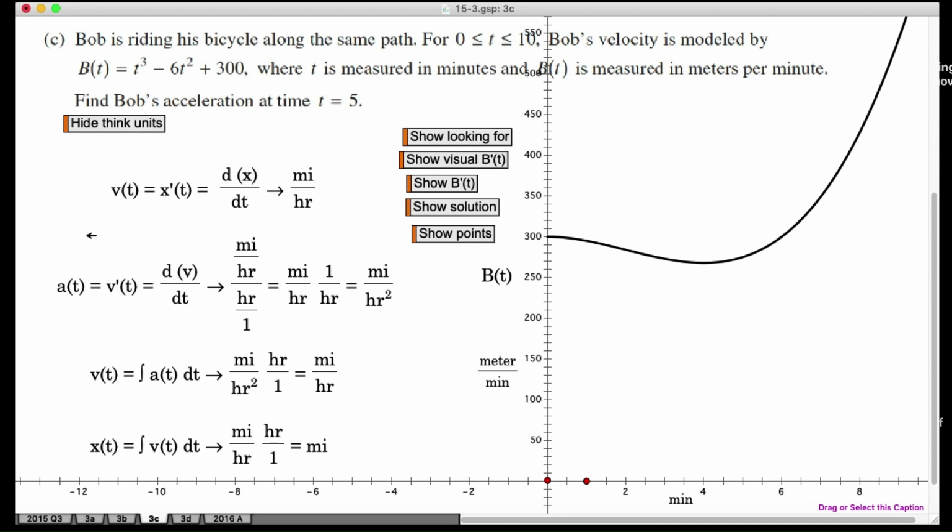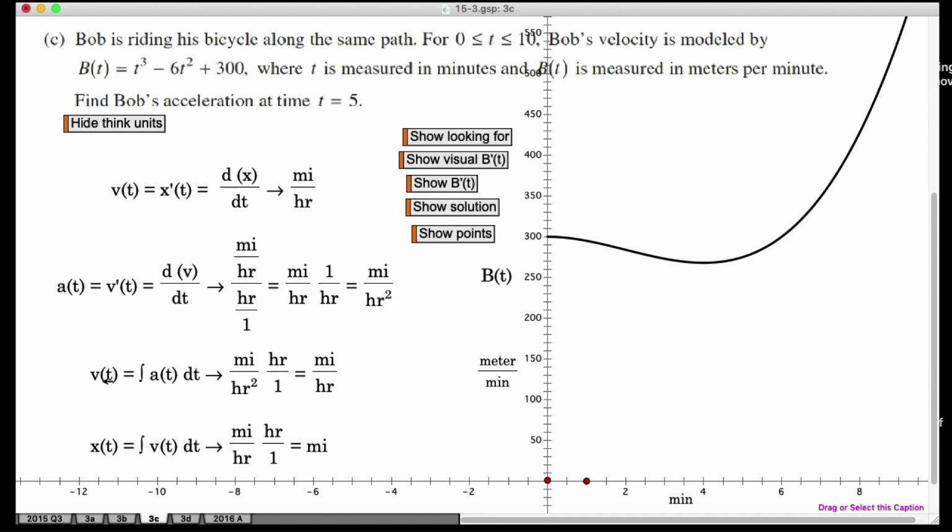Acceleration is v prime of t, the derivative of velocity with respect to time, just another way of saying the same thing. Velocity is miles per hour, and time is hours, but I'm writing it as hours over 1 so we can see the next step more simply. I invert and multiply by 1 over hours, and I get miles per hour squared. That's an acceleration. So going through these steps, I get the proper units worked out.